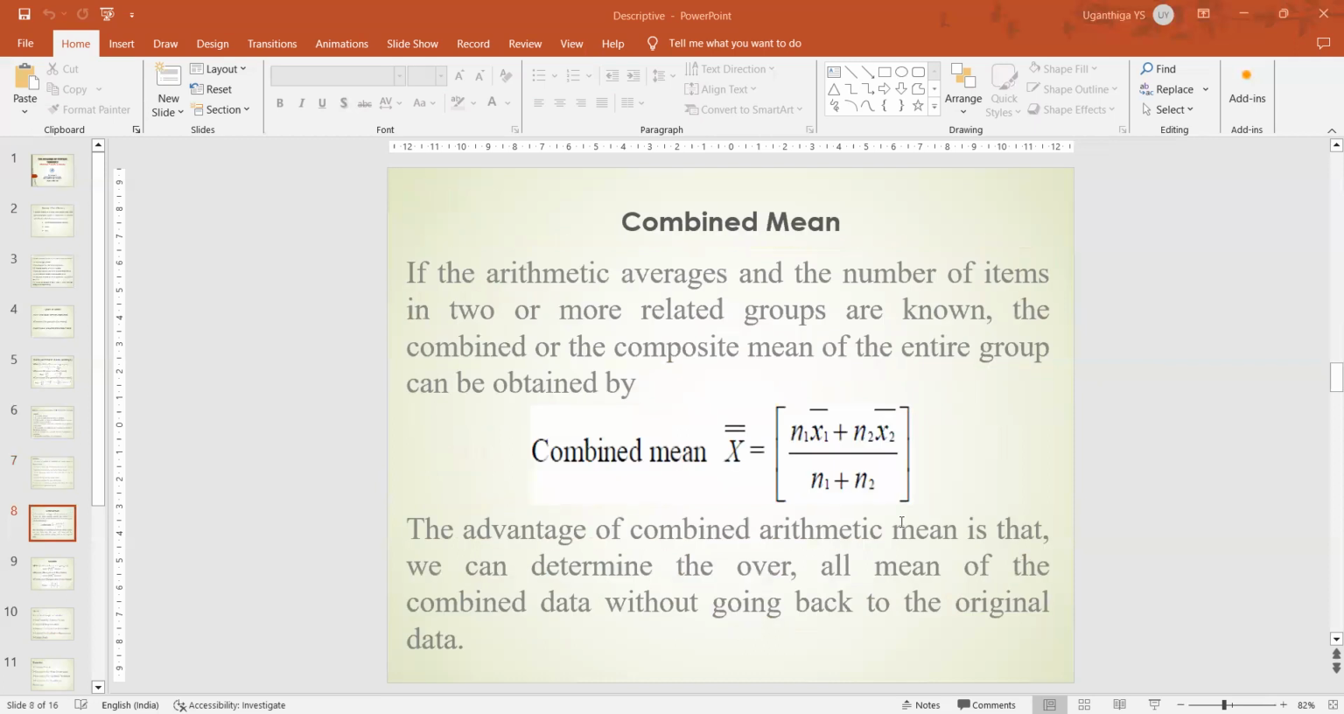Then the combined mean. We can use the combined mean when the original data is not given, but we need to find the combined mean of two different groups' averages. For example, here we have given two groups. The first group's and second group's arithmetic mean and sample number are given. So combined, x12 bar is what we call the combined mean. We can calculate it by using this formula.